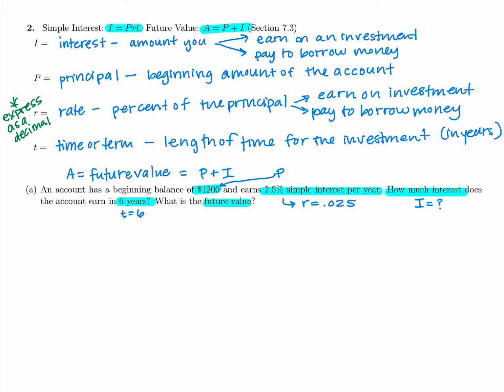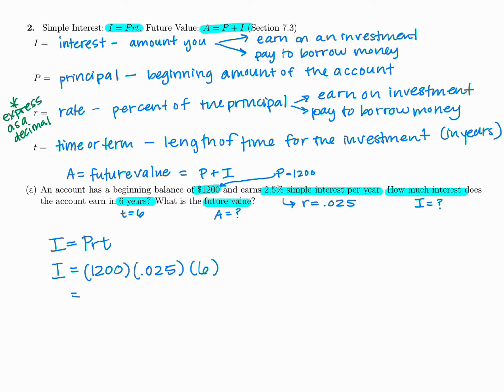So that's my first question. But then my second question asks, what is the future value? So my secondary question is A equals question mark. By reading through that problem, I found lots of variables. So this is a simple interest situation, so I know that I equals PRT. I is what I'm looking for, so I'm going to leave it as a variable. P I found is 1200. My rate was 0.025, and my time was 6 years.